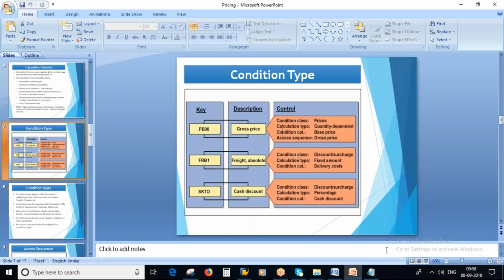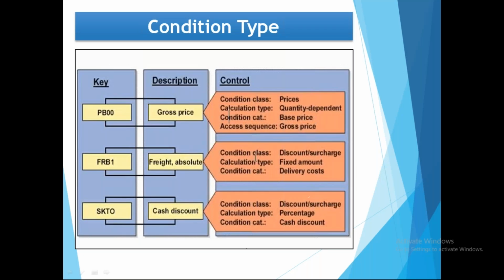So a condition type will look like this. Okay, so this is the key for the condition type. It has a description and a condition class, whether it is a price or a discount or a surcharge or what it is, and its calculation type, how it is calculated, whether it is quantity dependent, or whether it is a fixed amount or a percentage. Okay, and condition category, whether it is a price one, whether it is a cost or a discount one. So all this data you will maintain in the condition types.